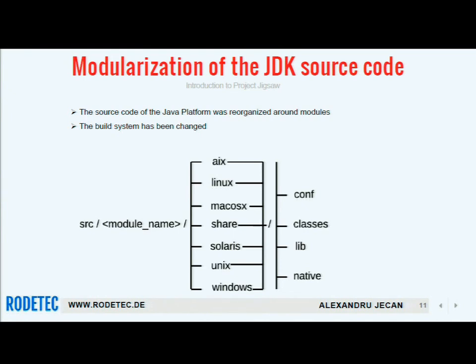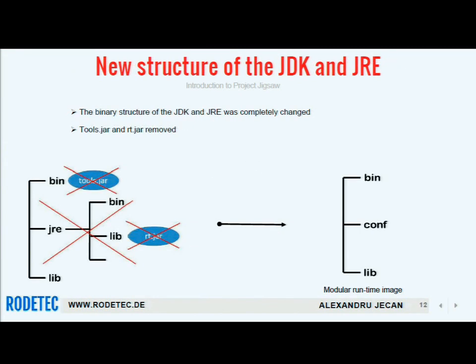This holds C and C++ source files, native classes and procedures. Good. So this is the source code, and we see the new structure of the JDK and JRE. This is the old structure that we have. We have a JRE, we have two bin directories, and you can see what has been split. And this is the new structure.